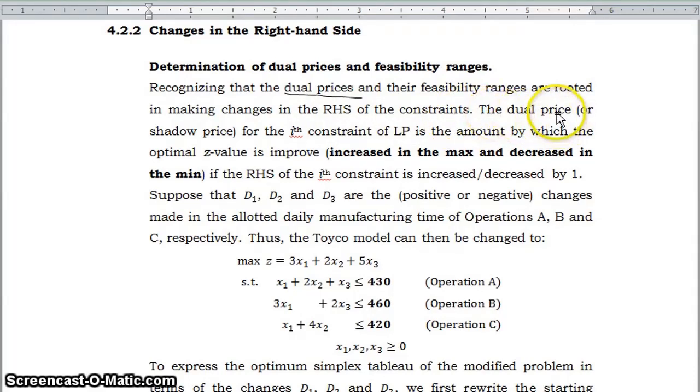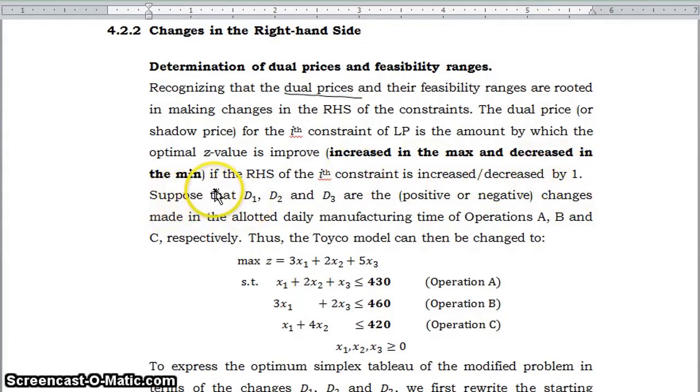The dual price, also known as shadow price, for the ith constraint of an LP is the amount by which the optimal Z value is improved. Improvement means an increase in a maximum problem and a decrease in a minimum problem if the right-hand side of the ith constraint is increased or decreased by 1 unit.